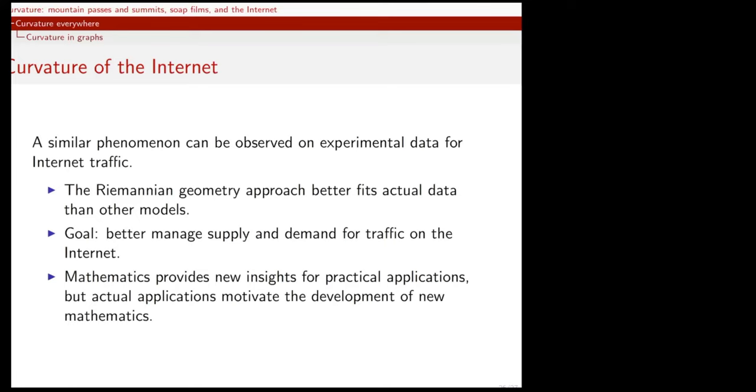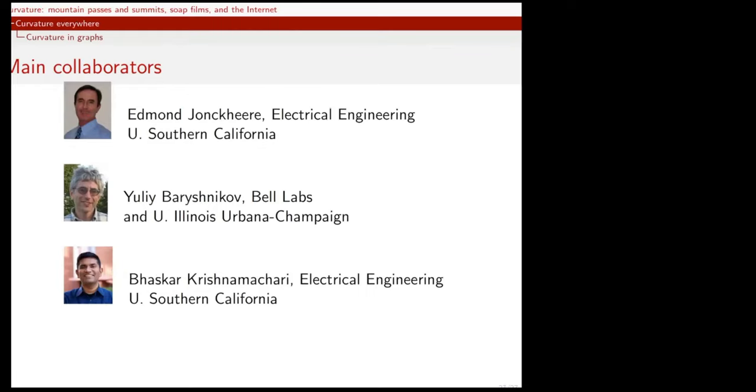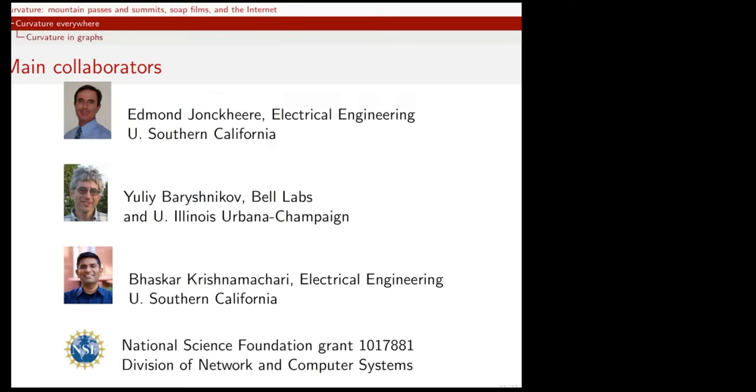So this is work I've done with my collaborators. I said it was about 10 years ago. Edmond Jonckheere at USC is a long-term collaborator for this. And then we had enrolled Yuliy Baryshnikov, who was at Bell Labs, and also later at the University of Illinois at Urbana-Champaign. And then later we were also joined by Bhaskar Krishnamachari, again at USC, but in the electrical engineering department. Whereas I'm a very, very pure mathematician. And that was funded by a grant from the NSF, from the engineering division of NSF.